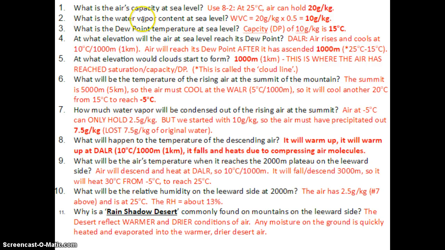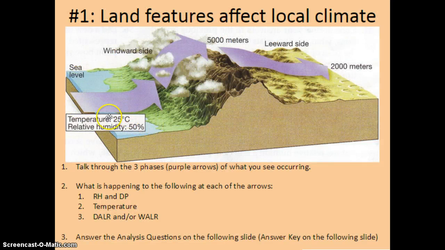Number 2 reads, what is the water vapor content at sea level? Well, the air's capacity is 20 grams per kilogram, and it has a 50% relative humidity. So 50% of 20 grams per kilogram tells me that it's holding 10 grams per kilogram of water. I'm simply basing it off of the numbers that are here in the picture.